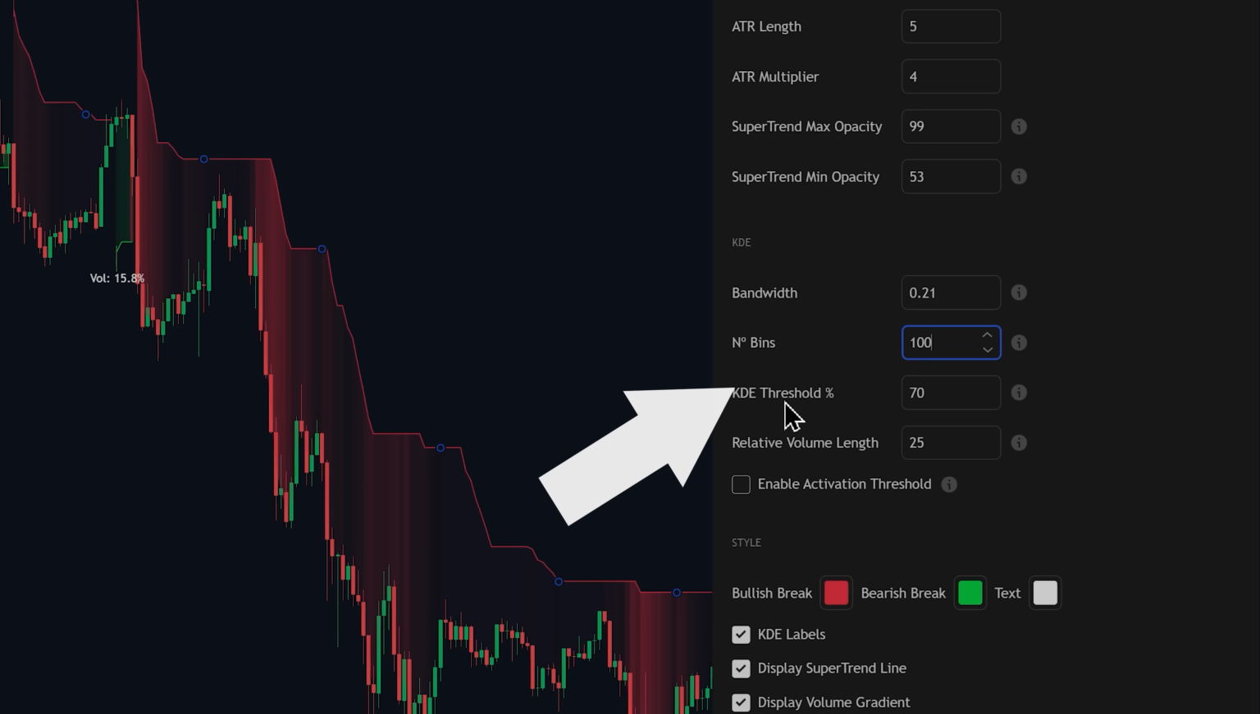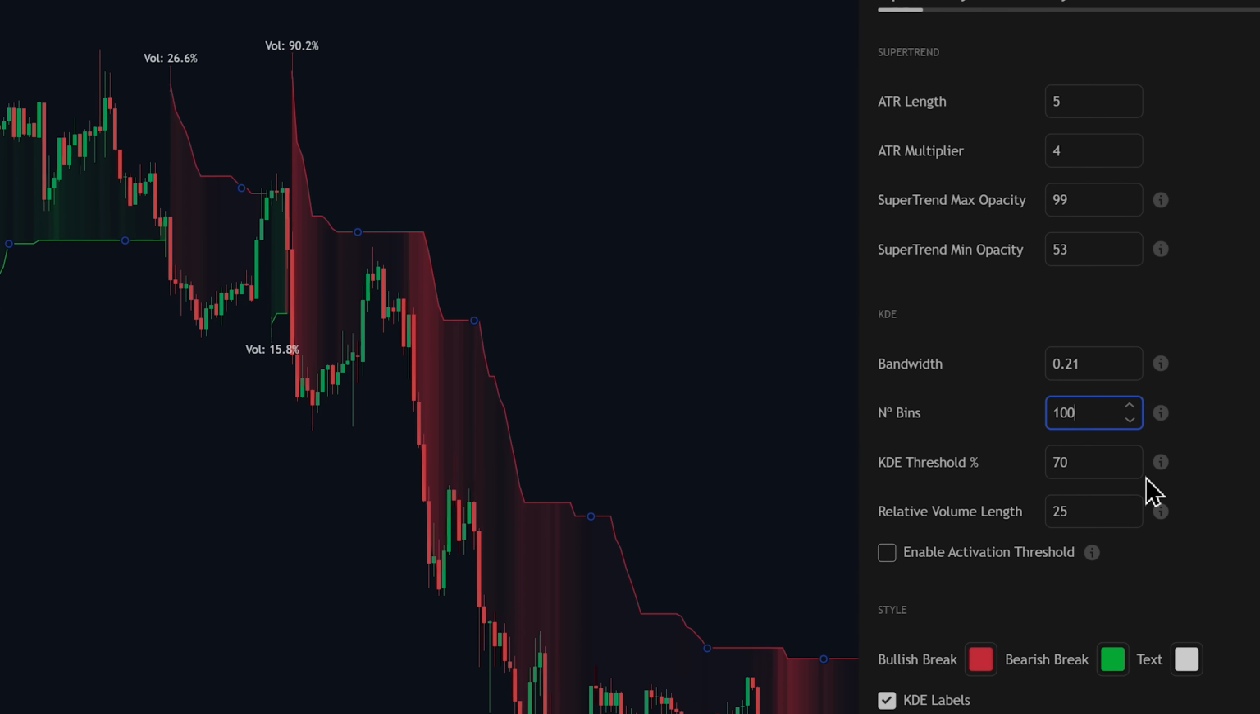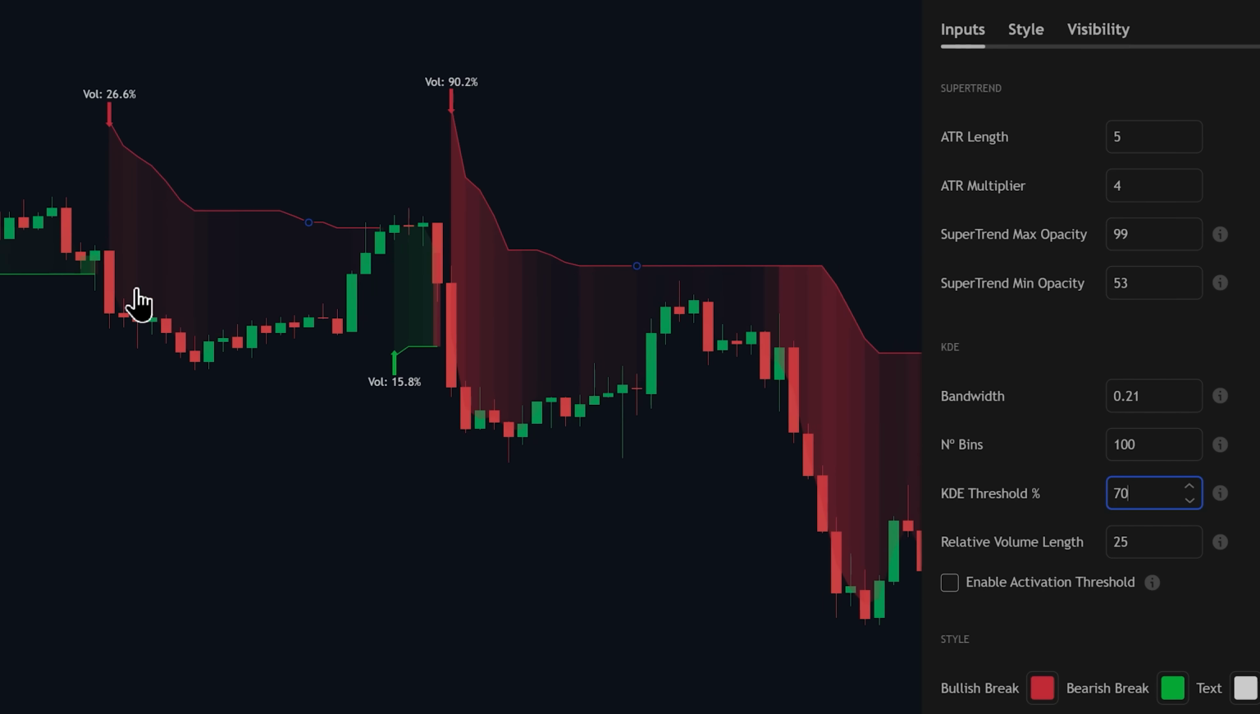KDE threshold percent is the line in the sand for signal confidence. If you set it lower, you'll get more high confidence signals, but the quality can drop because you're letting more marginal breaks pass as valid. If you set it higher, you'll get fewer high confidence signals, but the ones you do get tend to be the more extreme, more convincing breaks.